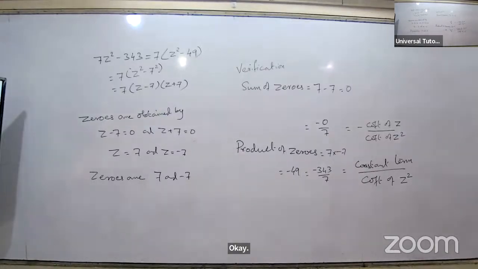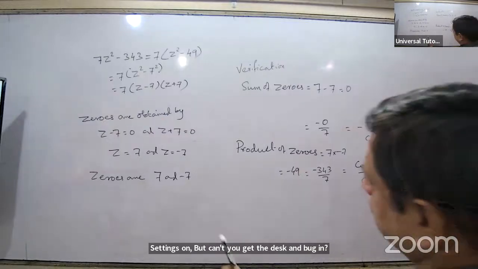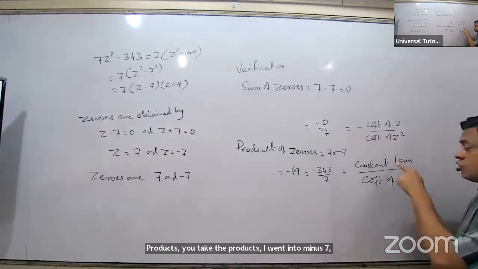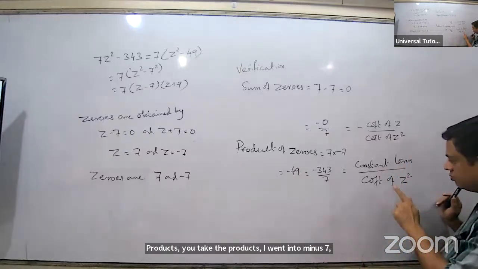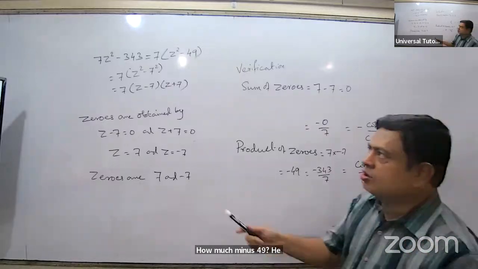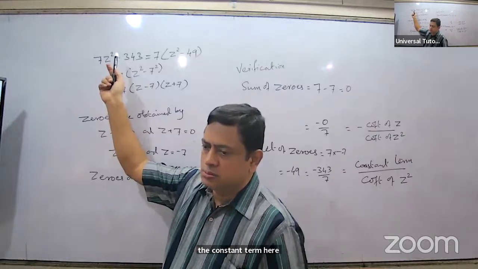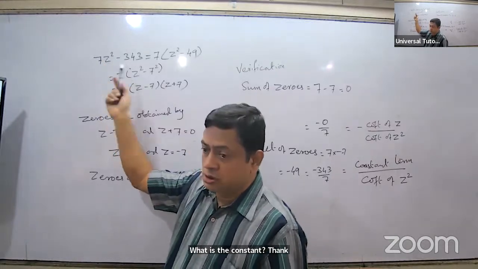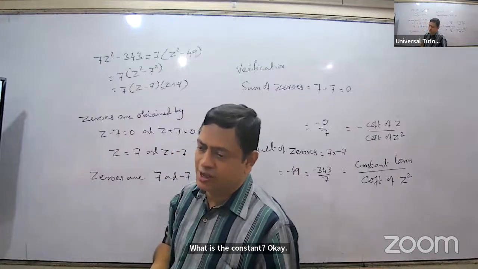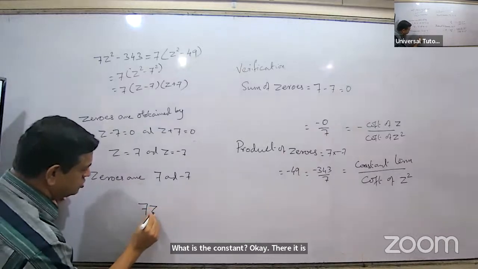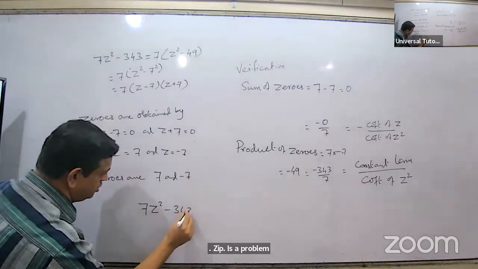If steps are not followed, tell me, I'll explain again. Can you tell the last step again? Which step? From the product. You take the product 7 into minus 7. How much? Minus 49. We needed the constant term divided by the coefficient of z square. What is the constant term here? Well, the polynomial is this one: 7 z square minus 343.